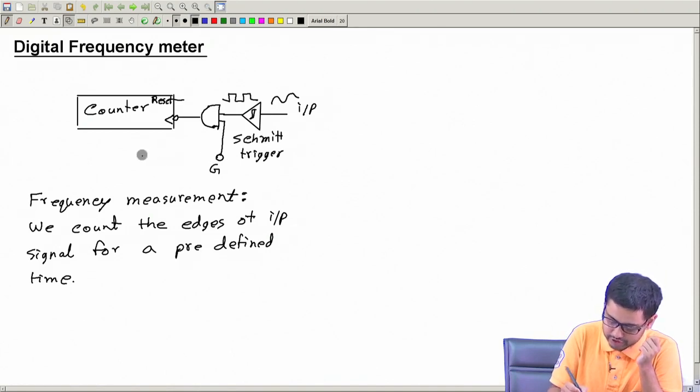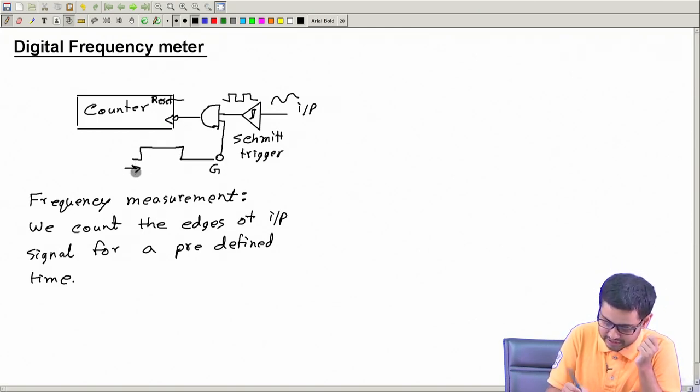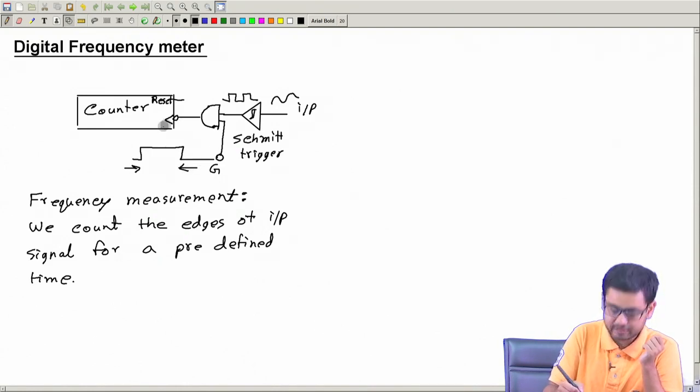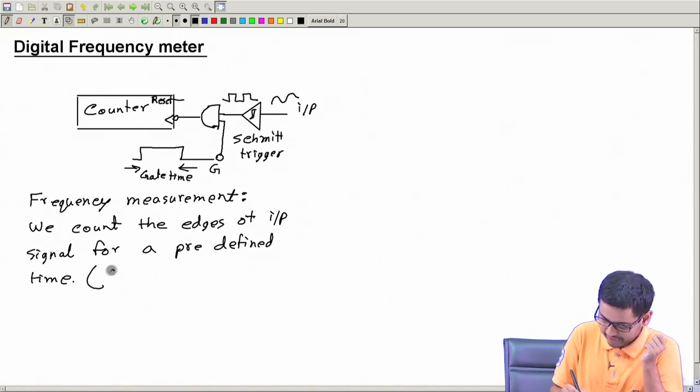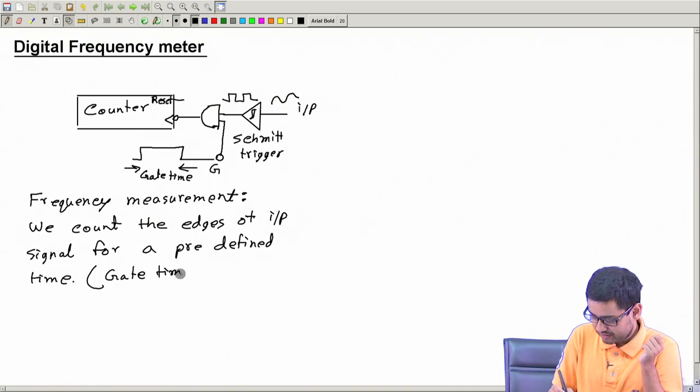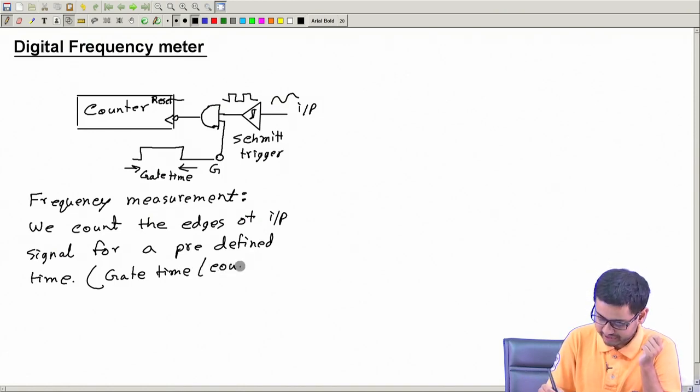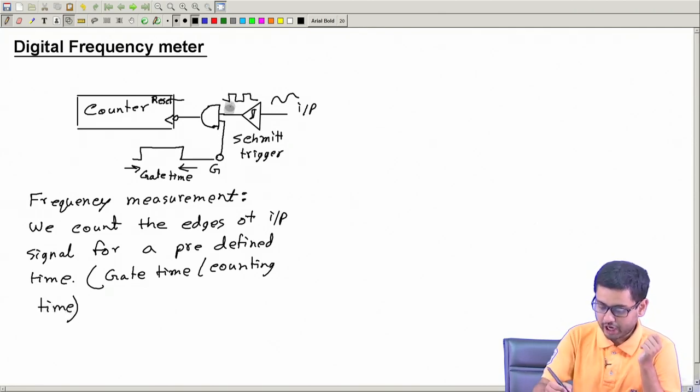So, here you give a signal like this, which is 1 for some time and then it is 0. So, this is the interval where the counting occurs. This predefined time, which we call the gate time, you can also call it counting time. We count the pulses of this signal within this gate time.